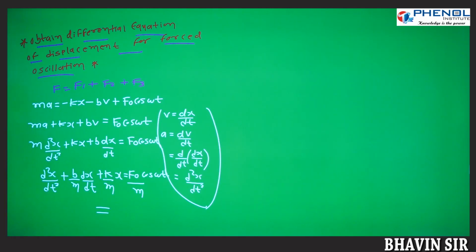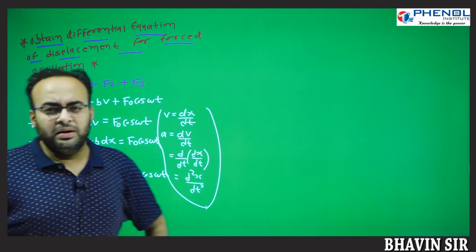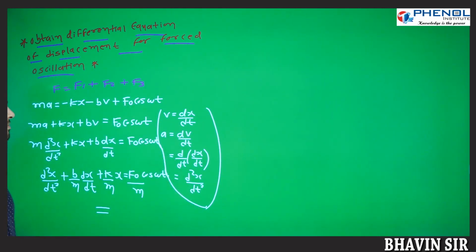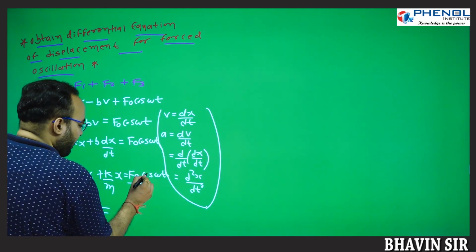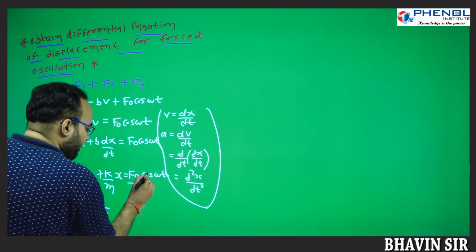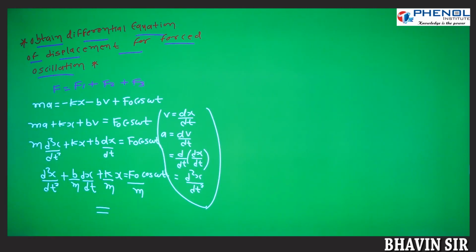Differential equation of displacement for forced oscillation: d square x by dt square plus b by m dx by dt plus k by m into x equals F naught cos omega t upon m. So this is the differential equation of displacement for forced oscillation.